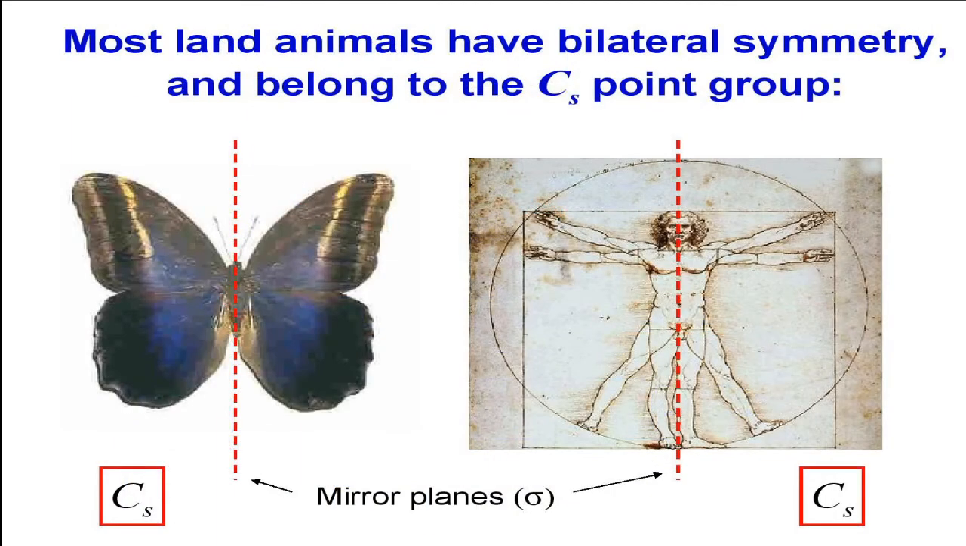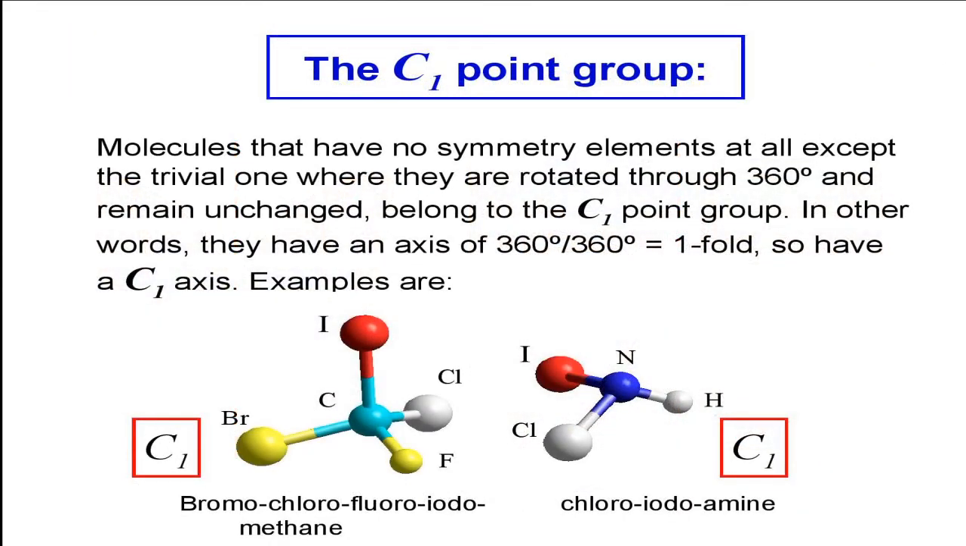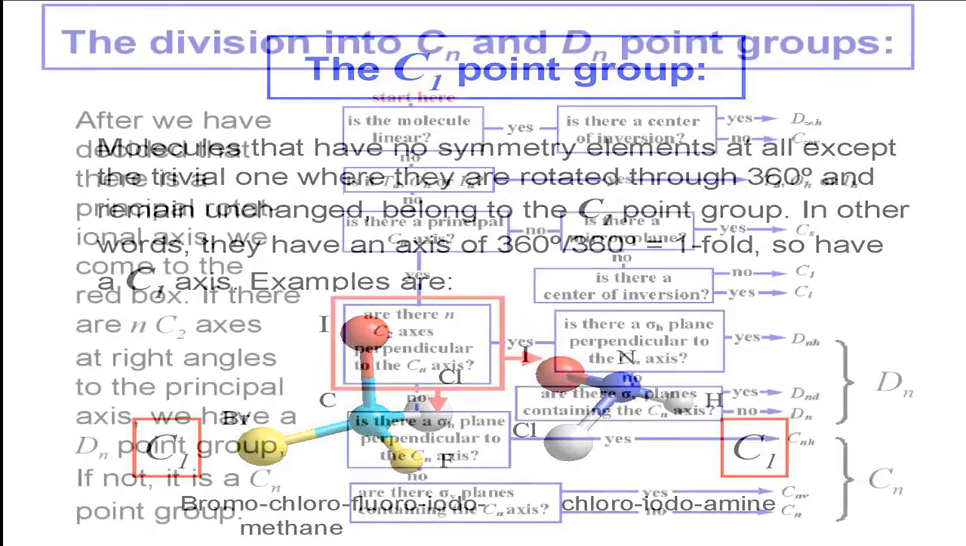Most land animals have bilateral symmetry, and belonging to the Cs point group are the butterfly and the human being. Next, the C1 point group. You see here there is only one rotational axis, bromochlorofluoroiodomethane. This molecule possesses the C1 point group, that is, a one-fold axis of symmetry.